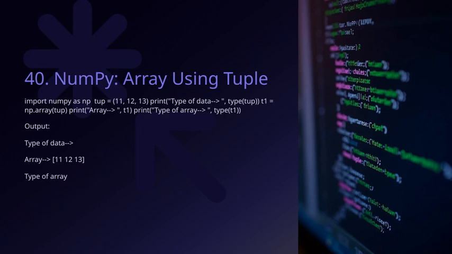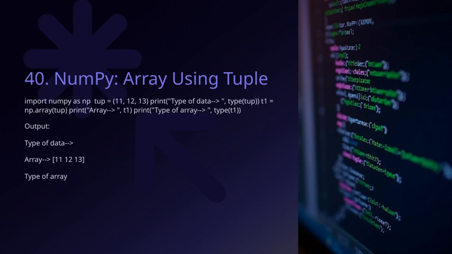Here, we start by importing NumPy as np, which is the standard convention. Then, we define a tuple called tup with 3 elements, 11, 12, and 13. When we check the type of this variable, it clearly shows us that it's a tuple. That's our starting point. Next, we use the np.array function to convert this tuple into a NumPy array, which we assign to the variable T1.